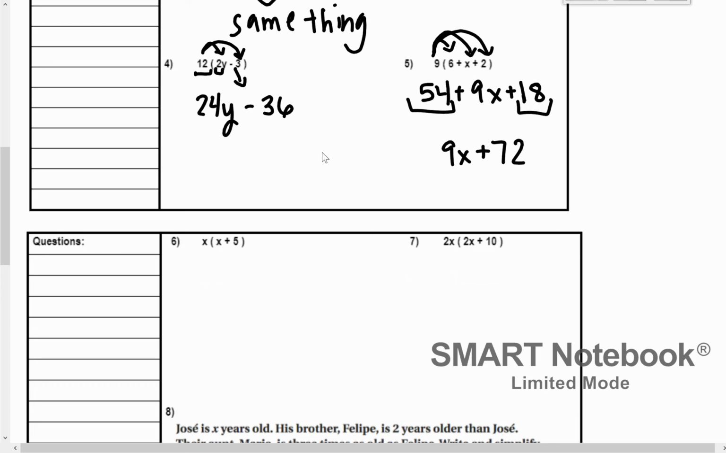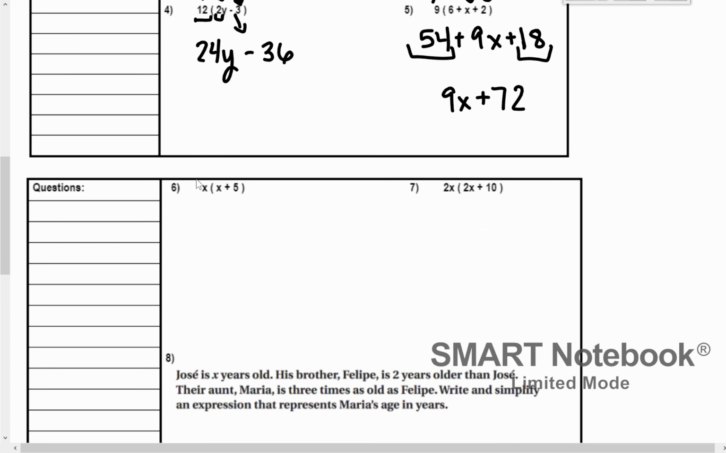Now we're going to solve some problems where we have a variable outside the parentheses. Okay, so if we have an x times an x, well, x times x is x squared. X times 5 is 5x. Add in between, so we add in between down here. X squared plus 5x is our simplified.